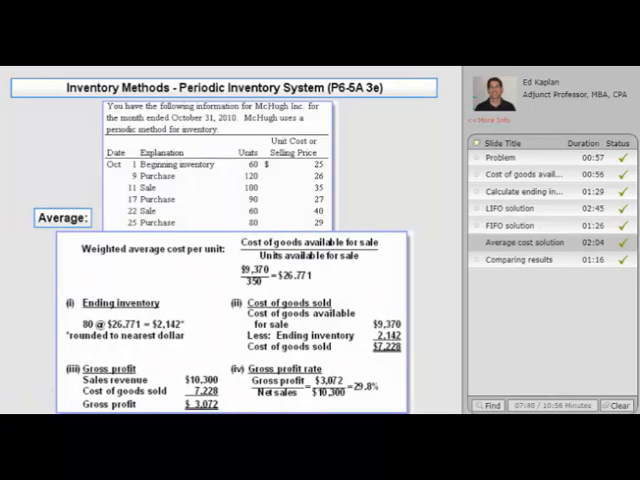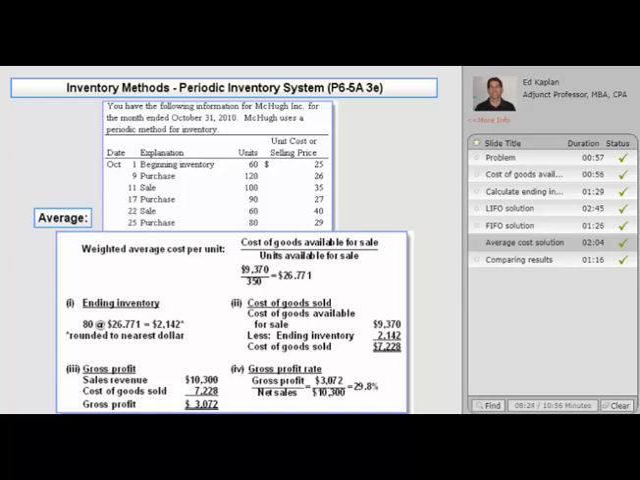Now we look at the weighted average cost per unit, or some people simply call this average cost. And average cost is not a layering. Every time we have a purchase under the periodic inventory system, we calculate a new average cost. So if you were to look back at our slide where we determined cost of goods available for sale, we calculated that the total cost was $9,370, and that'll be the same under any inventory system, any cost flow assumption you use, because that represents the real out-of-pocket dollars you spent for the inventory.